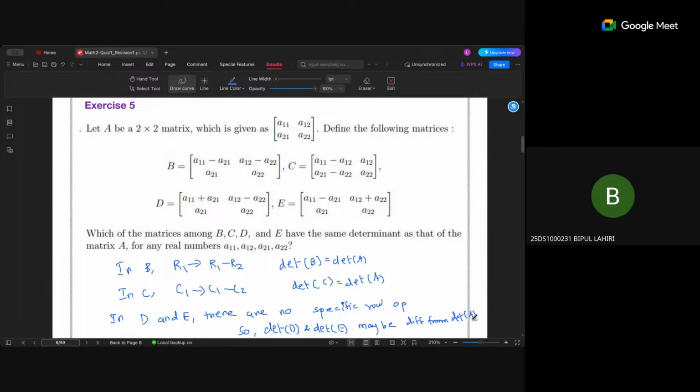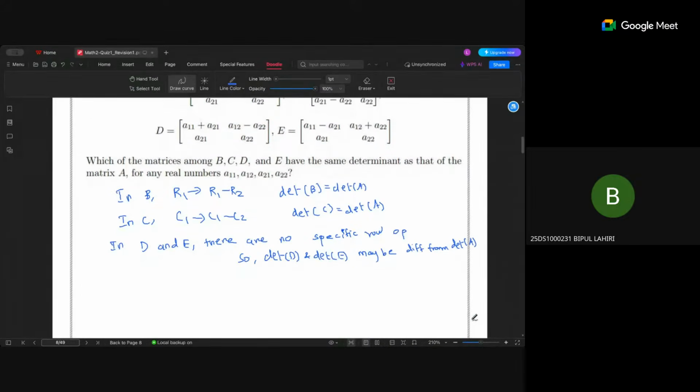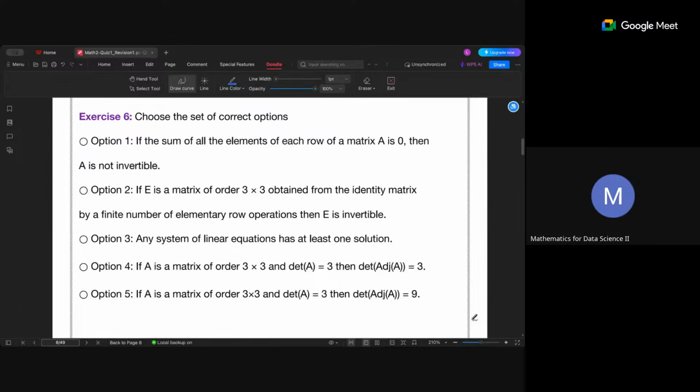Ma'am, there was another question with very large numbers, 2025, 2000. I have considered that question here. We'll do that. So this question: if the sum of all the elements of each row of a matrix is 0, then A is not invertible. In other words, the determinant of A should be 0. How can we see this? Why? If the sum of all the elements of a row is 0, then one column will be a linear combination of all the other columns.